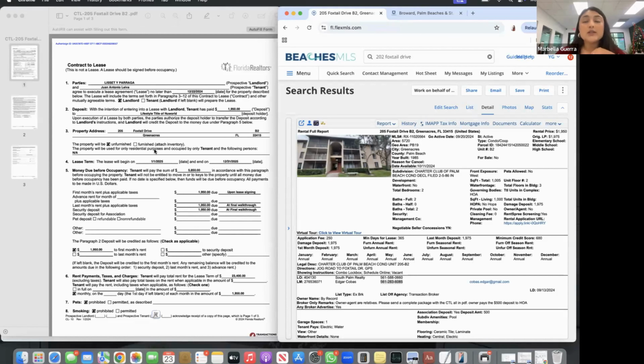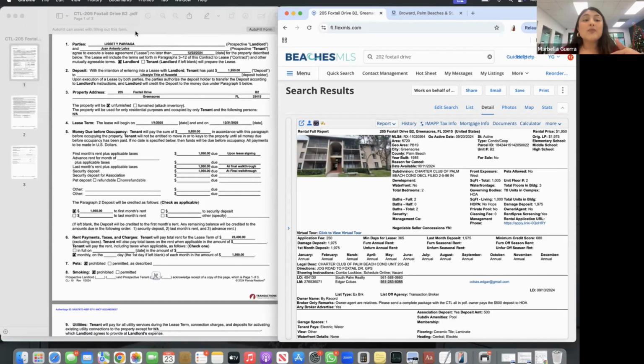Then here, there are some rentals that are seasonal or that come furnished or unfurnished. So the contract to lease specifies the terms of the lease. Where it says the property will be either unfurnished or furnished and attach inventory, if it's furnished, you want to attach an inventory list, or the listing agent can provide that to you. If it's unfurnished, like in this case, then you would just check off that the property is coming unfurnished.